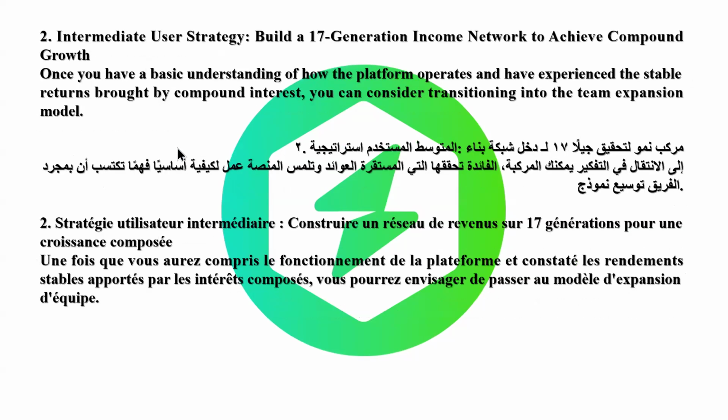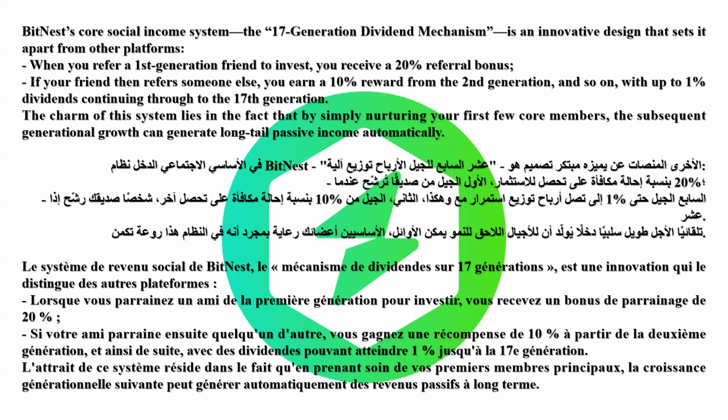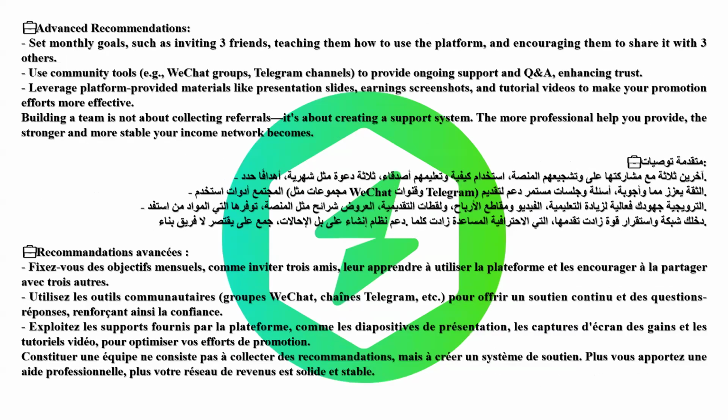And then, intermediate user strategy: build a 7-generation income network to achieve compound growth. Once you have a basic understanding of how the platform operates and have experienced the stable returns brought by compound interest, you can consider transitioning into the team expansion model, right? Here are some of the recommendations. You can set a goal, like inviting 3 friends, teaching them how to use the platform, and encouraging them to each share with 3 more, right?